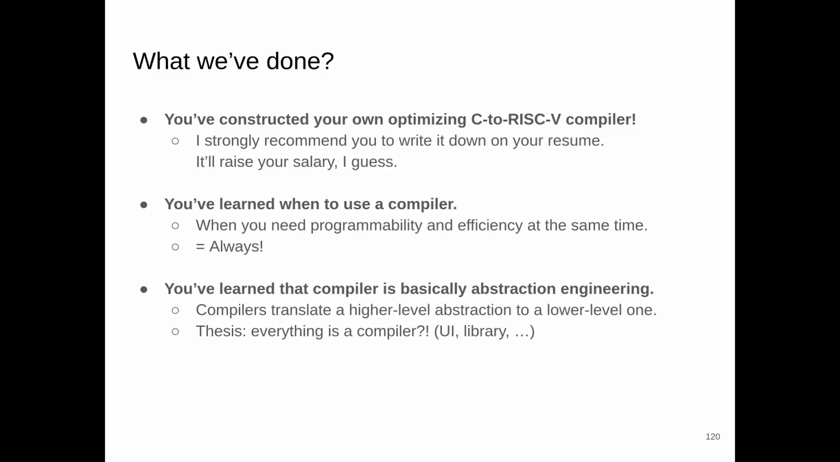In a bigger viewpoint, you can think of everything as a compiler. For example, your UI toolkit is a compiler that translates the human interaction into the intention of the program. Or your library can be thought of as a compiler that translates a higher-level interface into a low-level implementation of the library. It is a little bit pedantic view, but you can think of everything as a compiler or abstraction engineering.